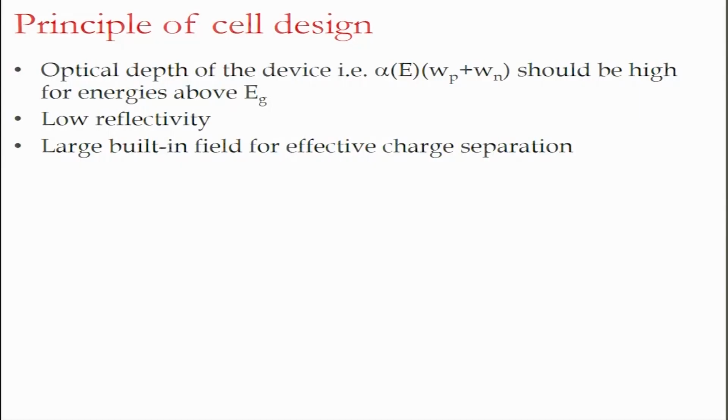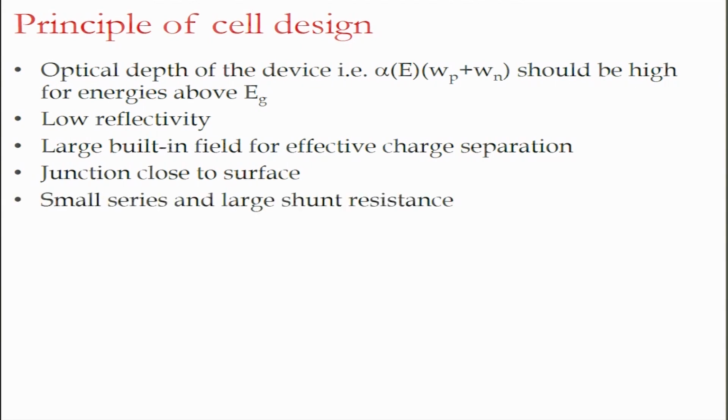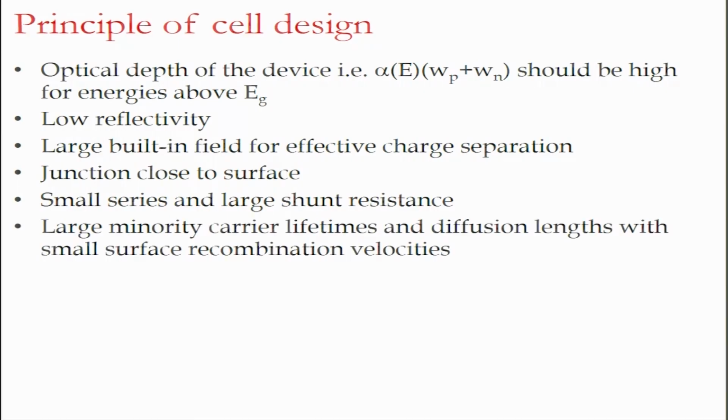The device must have low reflectivity, and it must have a large built-in field for effective charge separation. The junction should be close to the surface, and we will come to the reasons for this, especially in case of silicon where it is very important. The junction should be close to the surface mainly because of recombination in the different types of materials. The device must have a small series and large shunt resistance, as we have seen. The minority carriers must have long lifetimes and diffusion lengths with small surface recombination velocities.